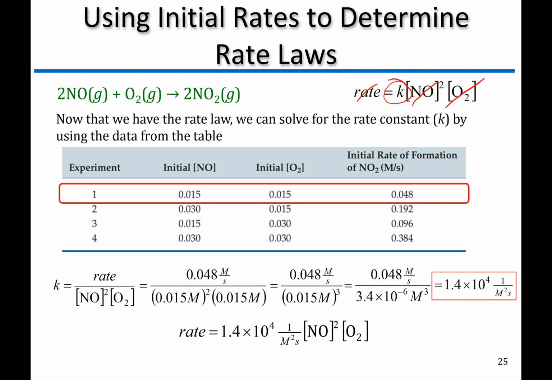Okay, so remember where we came from. We looked at the reactions where we held one concentration constant and we modified the other, and we looked at what happened to the rate. That told us the value of M and N.